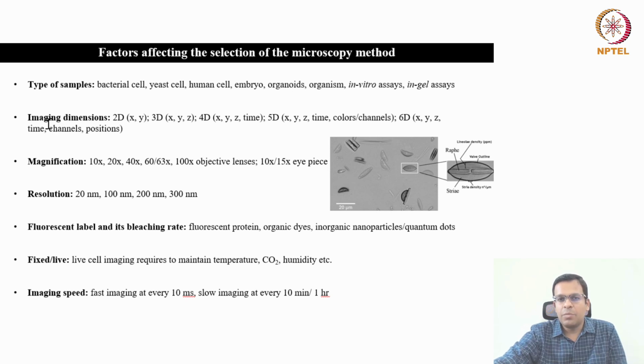Another thing to consider is imaging dimension. Whether you want to image in just X and Y, or you need three-dimensional information so that you image in X, Y, and Z, capturing the entire Z volume of the cell, or you will image in 4 dimensions, which includes X, Y, Z, and time, or 5 dimensions, in which X, Y, Z, time, and multiple colors.